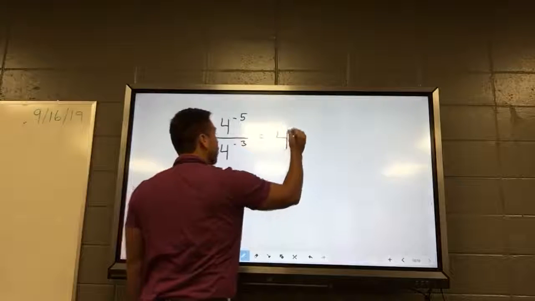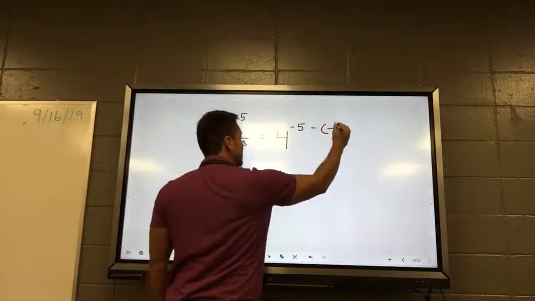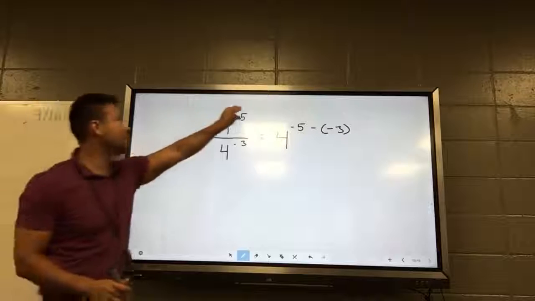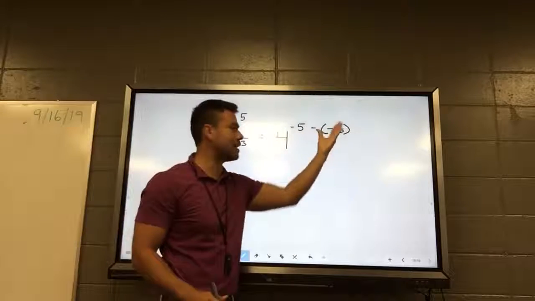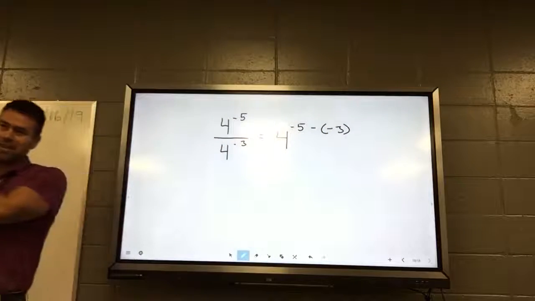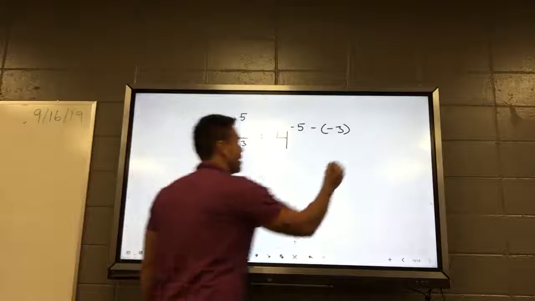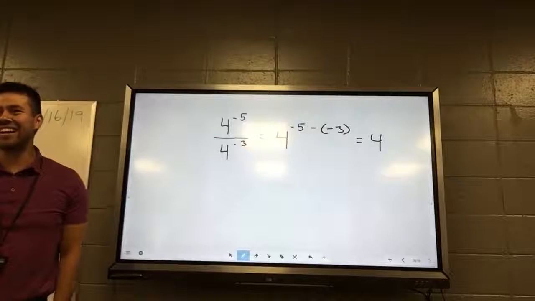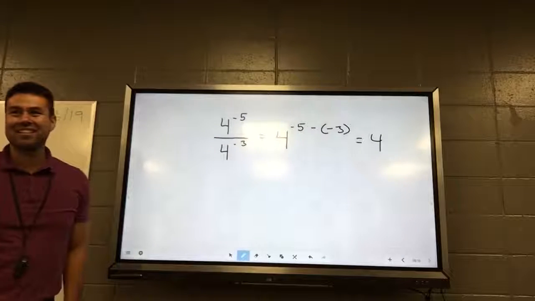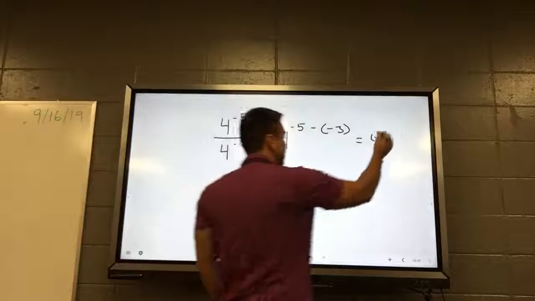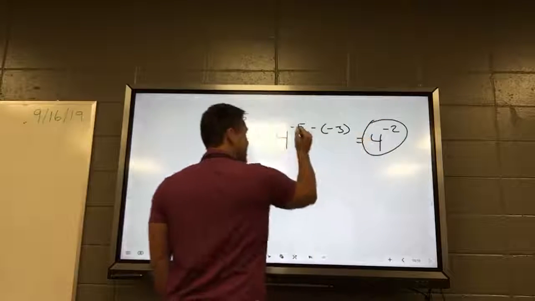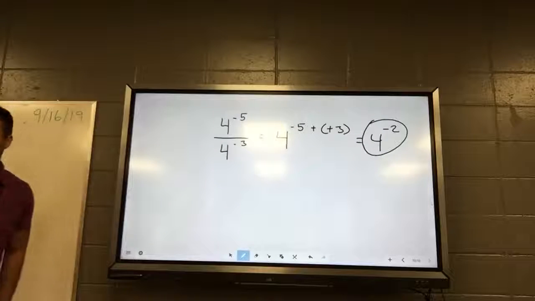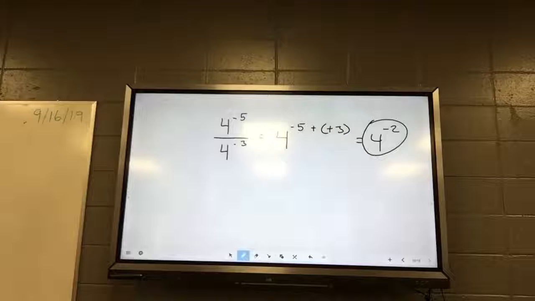It would be 4 to the negative 5th minus negative 3. That's what it means. It means this number minus that number. Which, in essence, would get me... Okay, Aiden back there. 4 to the negative 2nd, because stay, change, opposite would get me negative 2nd. You see how that works? Still works for exponents, too.